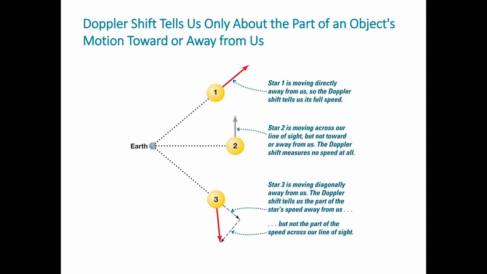And then for star 3, this one's moving kind of across our field of view, but also slightly away from us. So we'll measure a Doppler shift, but that would only measure the velocity away from us. We can't measure the velocity that's perpendicular. So basically the Doppler shift velocity that you measure will just be part of its velocity. You can't say what its total velocity will be.